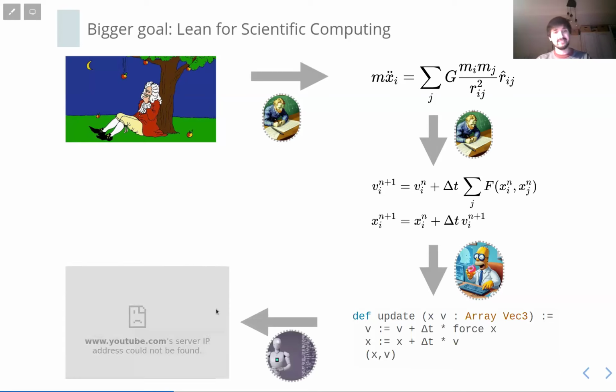There was an animation of a simulation. Unfortunately, it doesn't work.